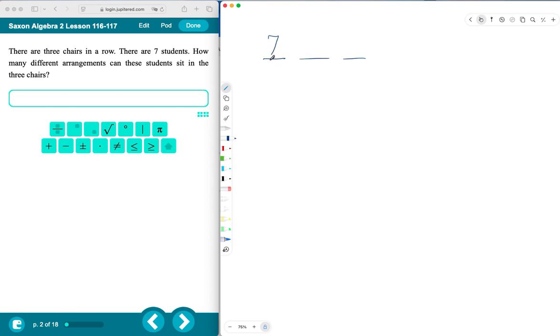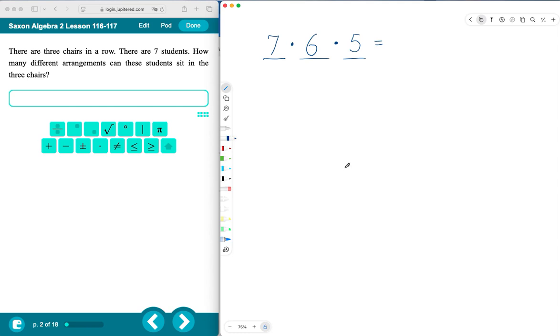So one of those sits here. We remove him from that group of available students, right? So now there's only a possibility of 6 students who can sit in the next chair. When one sits there, we take him away from the group. Now there's only 5 left. So there are 5 possible students that could sit in this last chair. Then we multiply. And that is your solution.